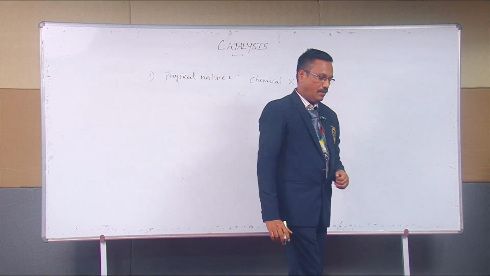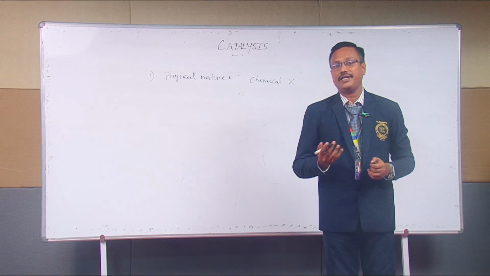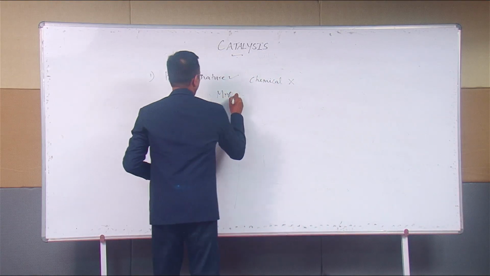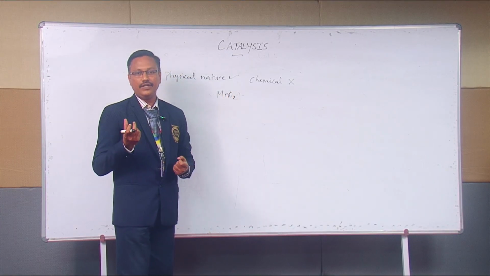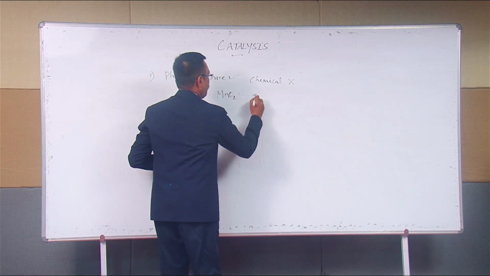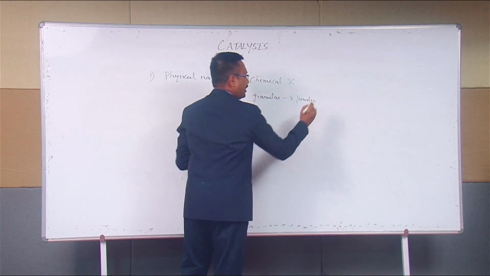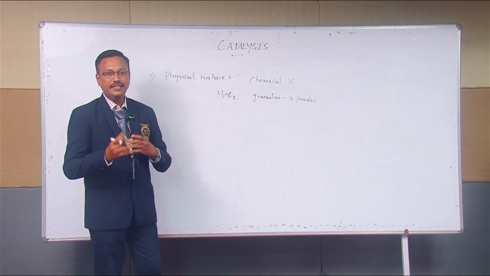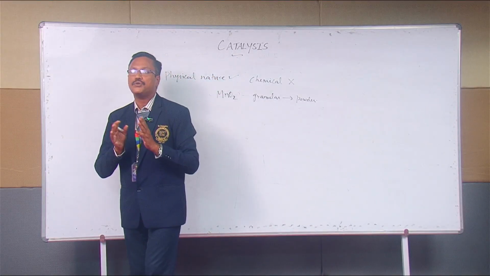Say for example, we are having potassium chlorate decomposition. We are using manganese oxide, MnO2. Initially, we are using that manganese oxide in the granular form. After the reaction, the granular MnO2 will be converted into powdered form. It is permitted. Initially, we have MnO2 in the granular form. After the reaction, we have it in the powdered form.